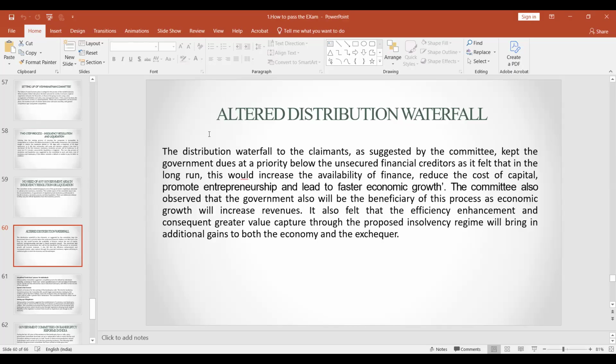The committee also observed that the government also will be the beneficiary of this process as economic growth will increase revenues. It also felt that efficiency enhancement and consequent greater value capture through the proposed insolvency regime will bring in additional gains to both the economy and the exchequer.